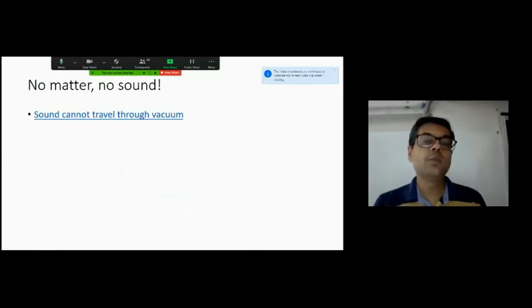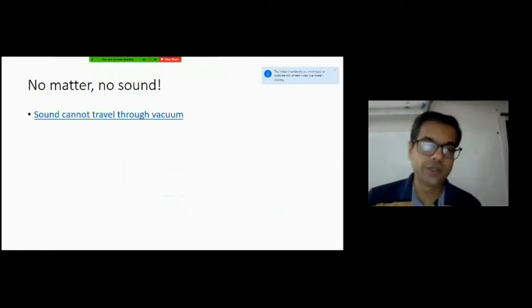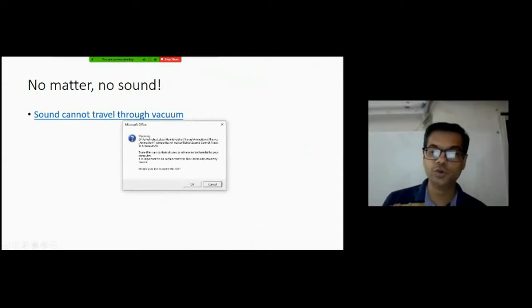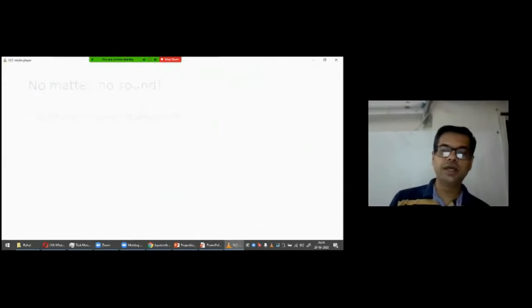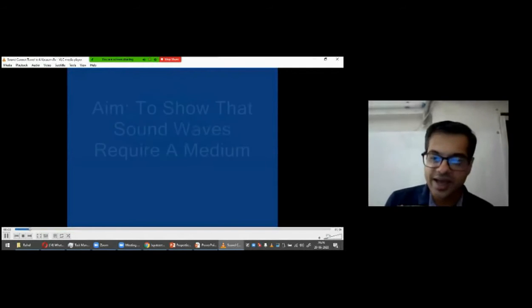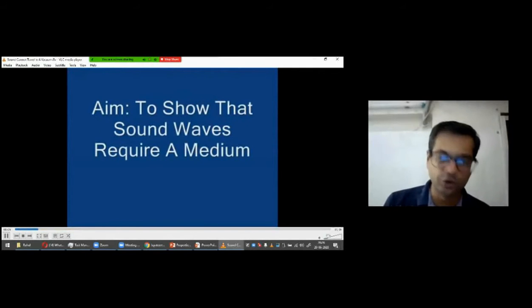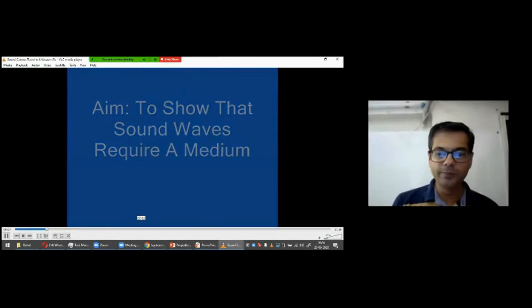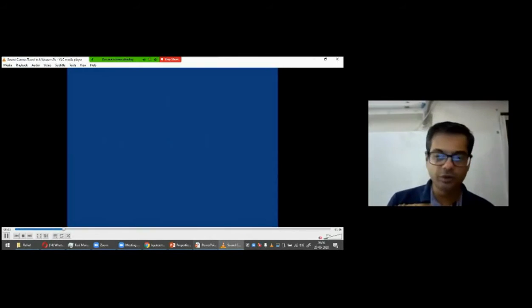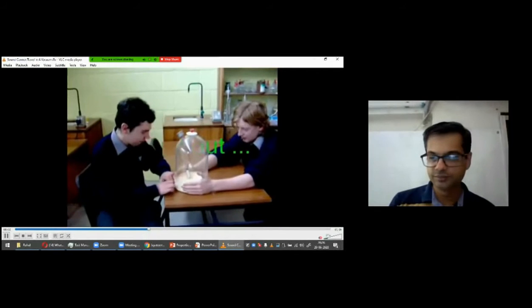Matter is required to pass the sound. This is just one more extra property. Sound waves can pass through matter but not through vacuum. To show you that, here there is a bell in a jar and air is there, so you can hear the sound outside. But if you create vacuum, the bell is still ringing, but sound cannot travel through a vacuum and you won't be able to hear the voice. All of you see that.